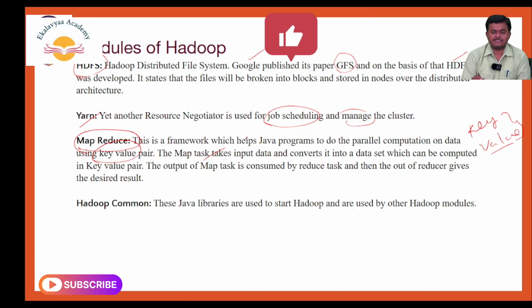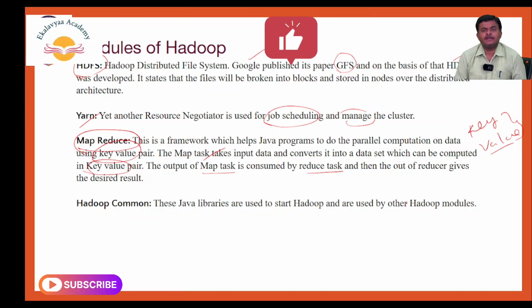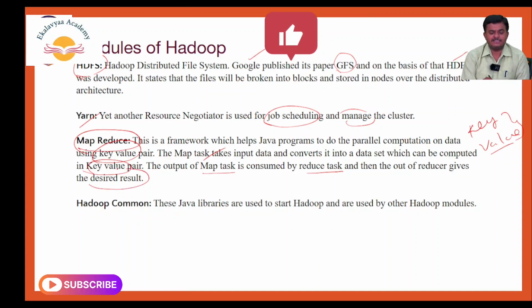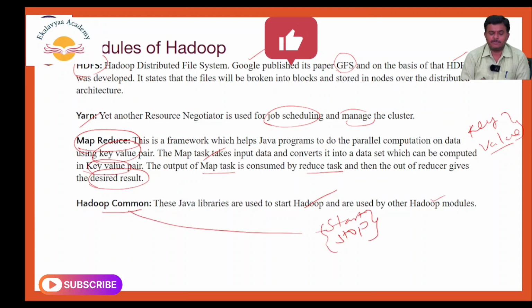The map task takes input data and converts it into a data set which can be computed in key-value pairs. The output of the map task is consumed by the reduce task, and then the output of the reducer gives the desired result. This is how MapReduce works. Then Hadoop Common. These Java libraries are used to start Hadoop and are used by Hadoop modules. That is, starting a Hadoop server or stopping a Hadoop server. All these services are maintained by the Hadoop Common libraries.